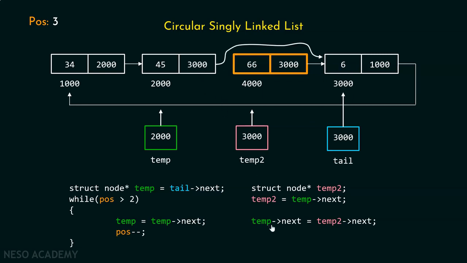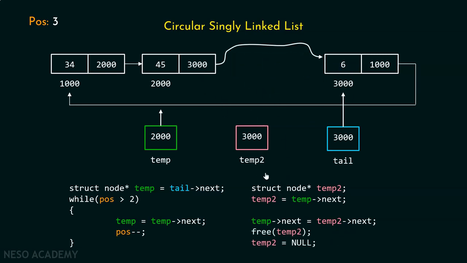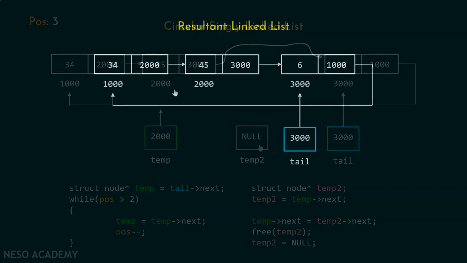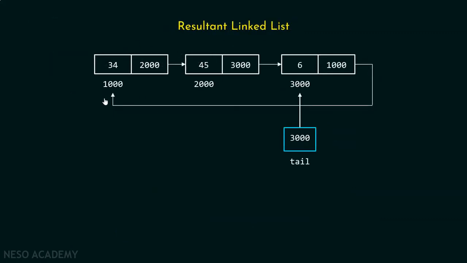Finally, we will update the next part of this node so that it can point to this node. We can do this by putting this line of code, and then we can free this node. And finally, we will update our temp2 so that it must store null instead of address 3000. You can see this is the resultant linked list, so obtained our intermediate node is now deleted. And the time complexity is obviously order of n because traversal is required in this case, right?